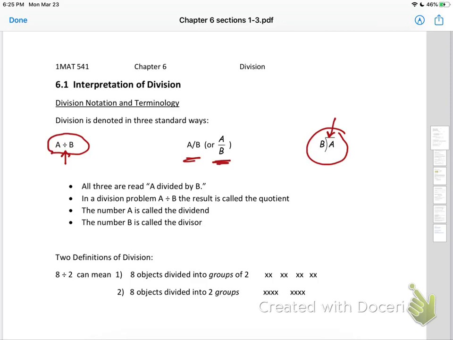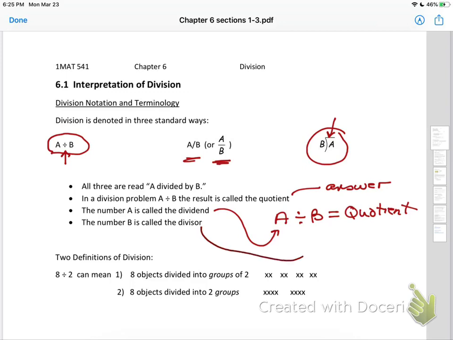In a division problem, A divided by B, the result is called the quotient. The result is the answer. Okay, the answer is the quotient. The number A is called the dividend. So A divided by B equals some quotient. Here is A, that's the dividend. And then B is called the divisor. So that's just some vocab going along with it.